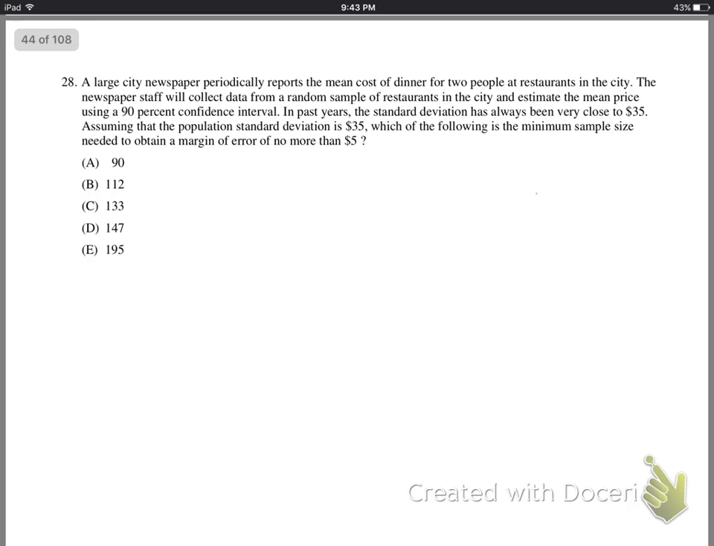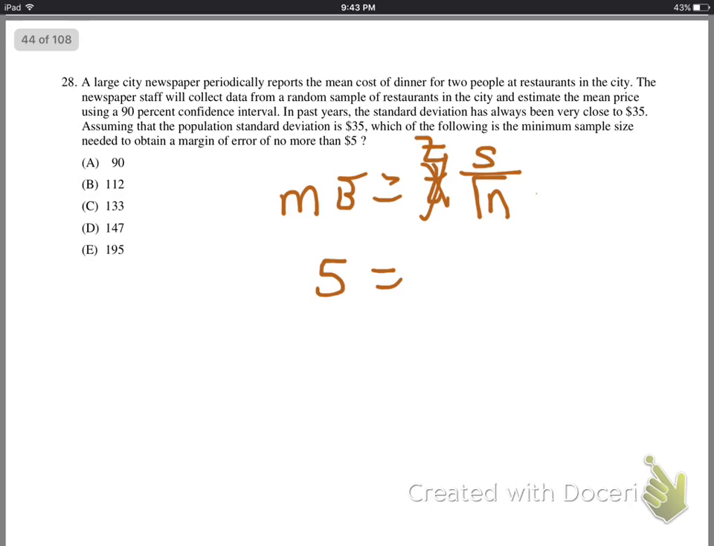And remember that because we're dealing with the means, the margin of error is equal to T times the standard error divided by the square root of n. So because T relies on n, remember we're not going to use T, we're going to use Z. Okay, so my margin of error is 5. Z for 90% is 1.64. My standard deviation is 35, and it's divided by the square root of n.